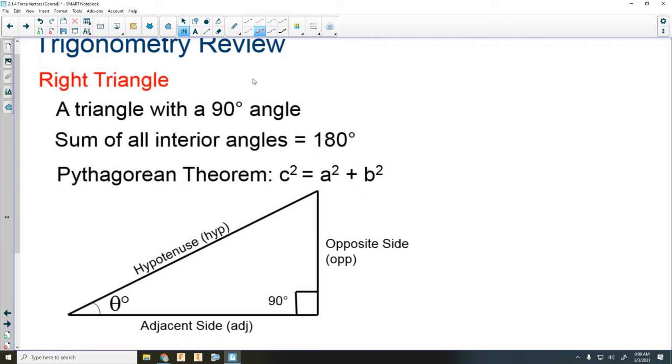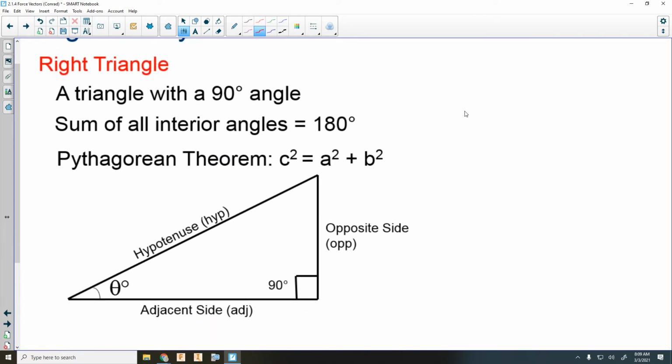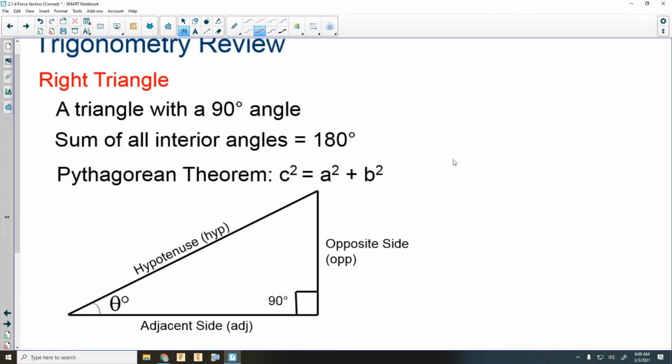All right, right triangle review. Okay? So, of course, pretty basic. You've got to know your angle sum theorem, 180 degrees for your angles, and the Pythagorean theorem. We have the hypotenuse, the adjacent side, the opposite side. All right? Are we comfortable with this?